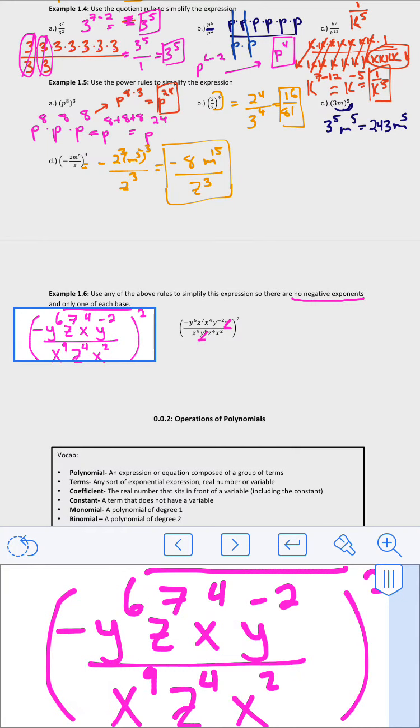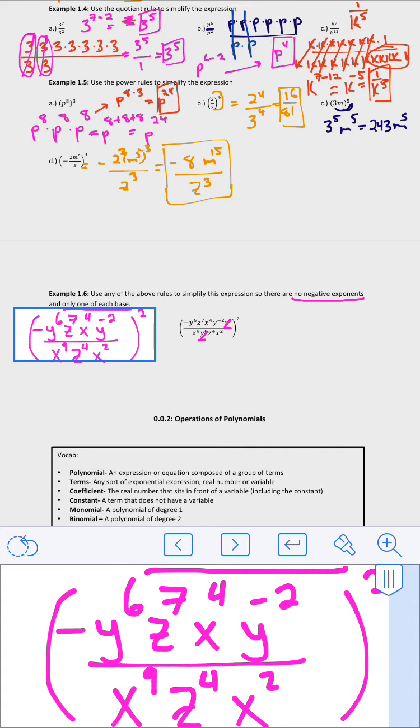Whittled it down a little bit, but I still see negative exponents and I still see multiple of the same base, so I'm not quite done. So now I think I'm going to take care of negative exponents. Anything with a negative exponent on it, I'm going to take to the bottom. I'm going to use the negative exponent rule.